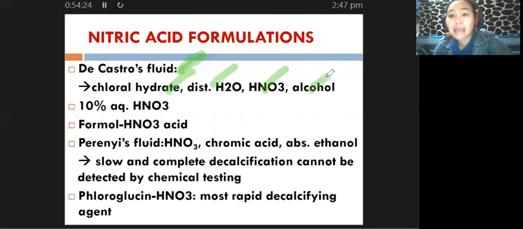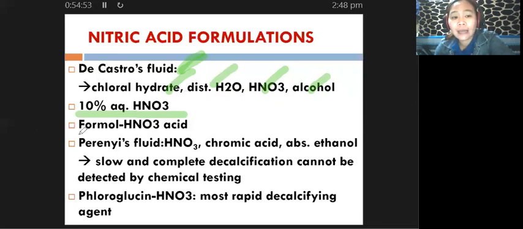Okay, is there an additive in your decastrous fluid? Yes. And what is that? It's your alcohol. Okay, so alcohol is the additive in your decastrous fluid. Another is your 10% aqueous nitric acid. This is utilized as a simple solution.